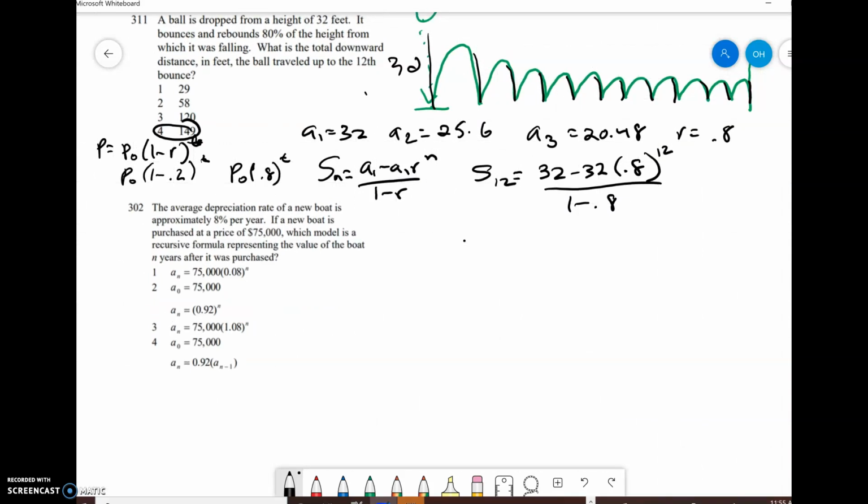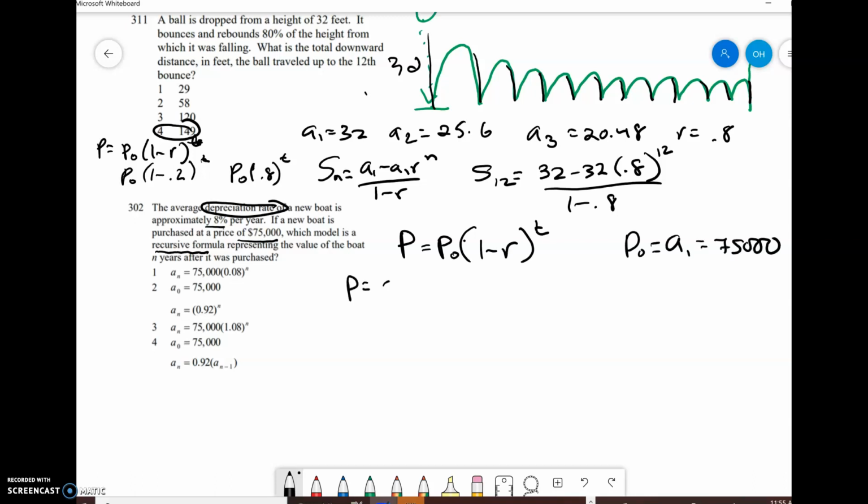The average depreciation rate, which means it's decreasing, of a new boat is approximately 8% per year. If a new boat's purchase price is $75,000, which model is a recursive formula representing the value of the boat n years after it was purchased? First of all, this is basic exponential decay. So I think of this where P naught is the same thing as a sub 1, which is 75,000. So P is equal to 75,000 times 1 minus 8%, which is the same as 0.08, and that gives me 0.92.